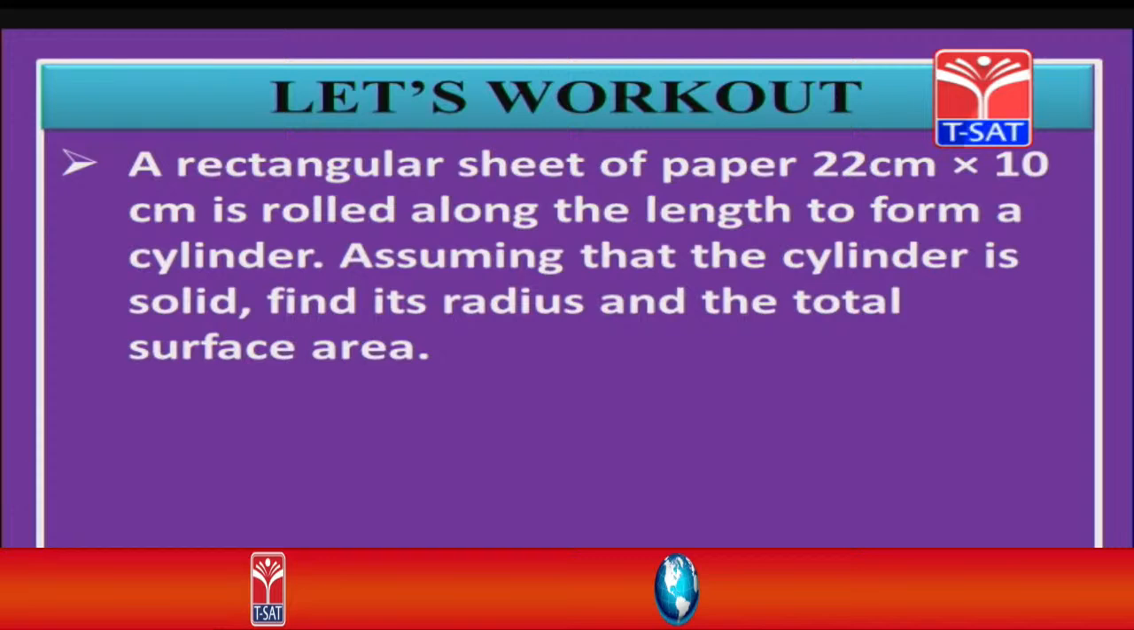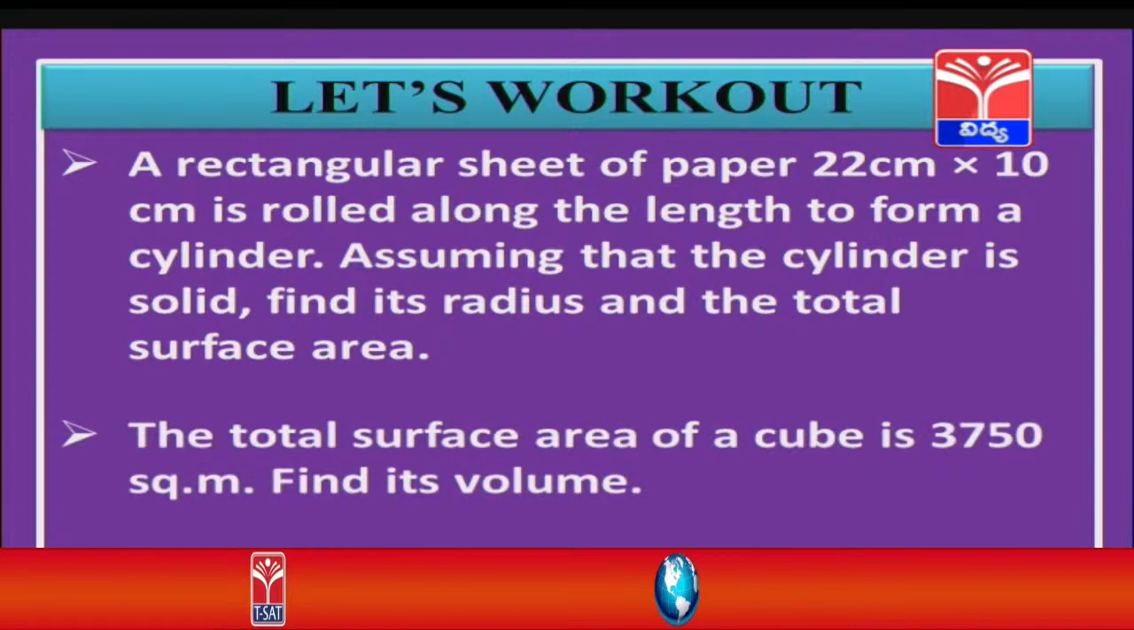A rectangular sheet of paper 22 centimeter into 10 centimeter is rolled along the length to form a cylinder. Assuming that the cylinder is solid, find its radius and the total surface area. The total surface area of a cube is 3750 square centimeters. Find its volume.